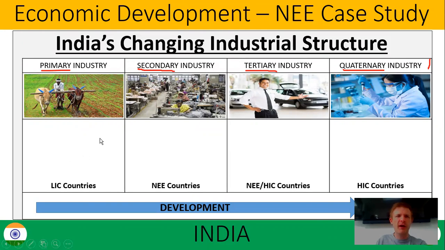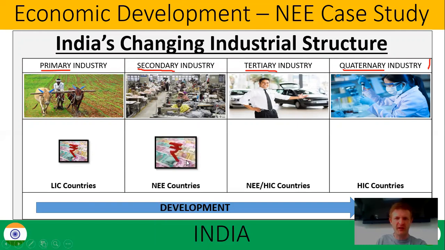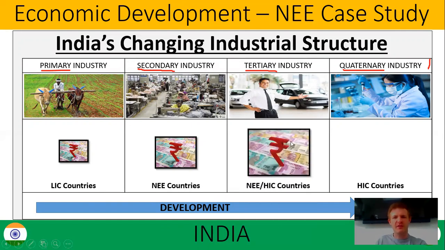So, for example, primary industry jobs, like farming and mining, are mainly done by LIC countries. That means that they only earn a small amount of money. If we move up that scale, secondary industry jobs like manufacturing are mainly done by our NEE countries, China and India. A lot of goods are made in China, right? Made in India. So these earn you a bit more money. As we move up the scale further, you begin to sell those goods. This is done by our NEE and our HIC countries, and that earns you even more money.